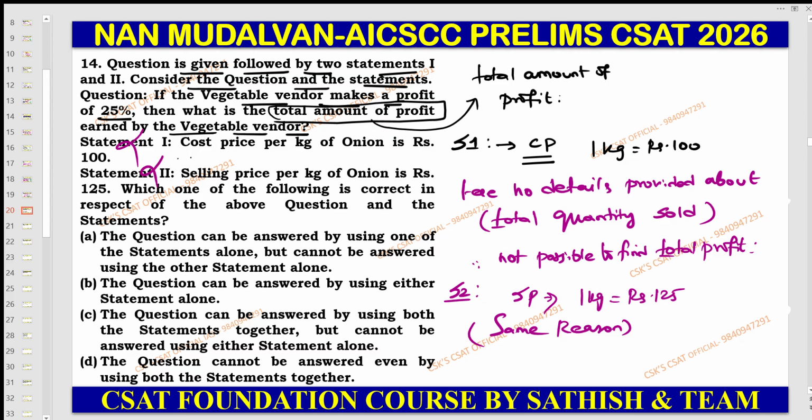Even by combining these two also, same reason. Without knowing the total quantity, it's not possible. Guys, understood? Very simple one. So D is the right answer. The quantity isn't known, so the question can't be answered even by using both the statements together. Guys, getting? Logic plays a part. Very simple. If you work on the logics, very good.